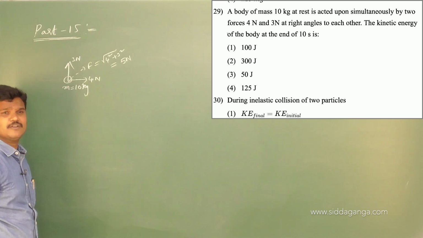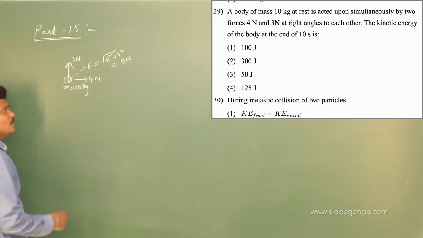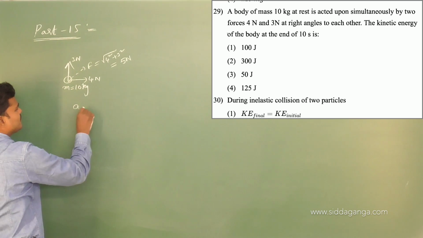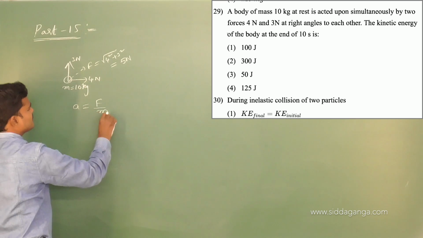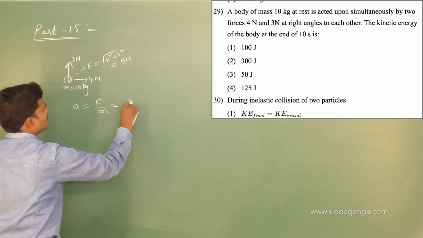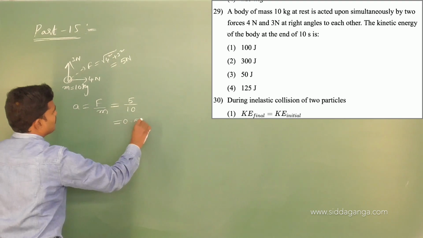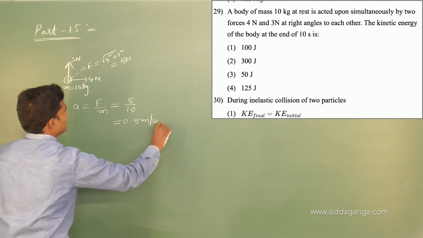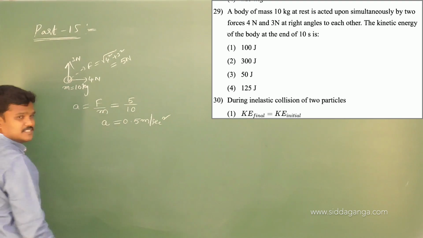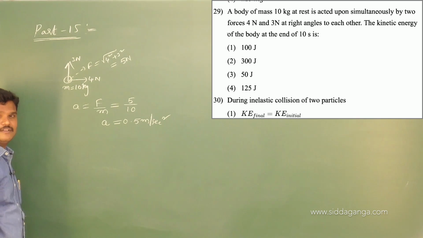What is the net force acting on the body? 5 Newton. Once the net force is clear, then we can write the acceleration of the body. Acceleration of the body is F by m, 5 by 10. How much is the acceleration of the body? 0.5 meter per second square. This is the acceleration of the body.